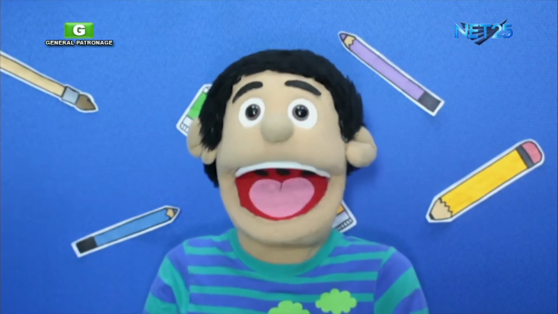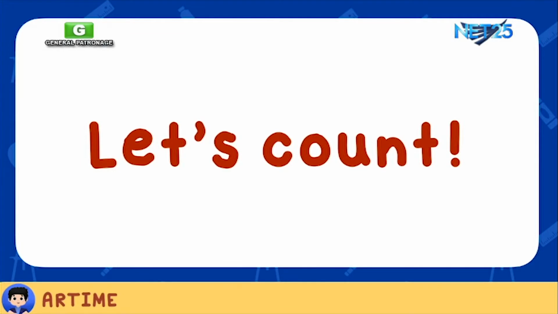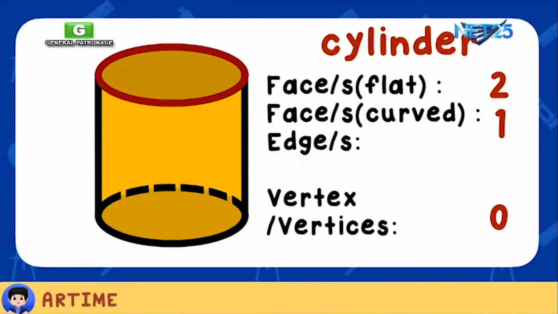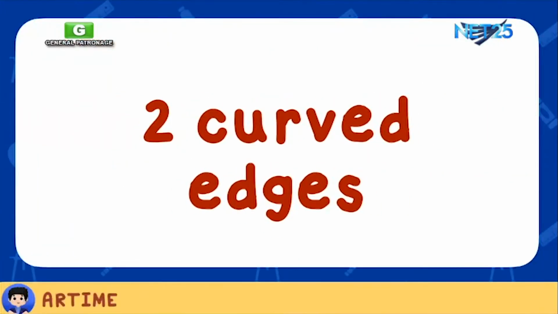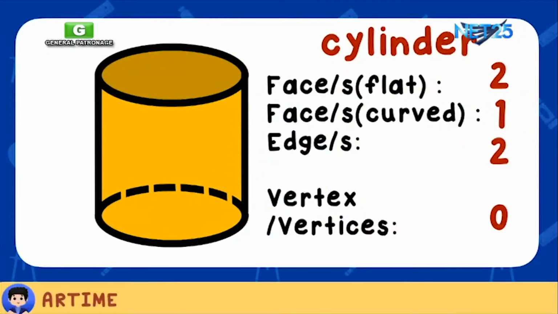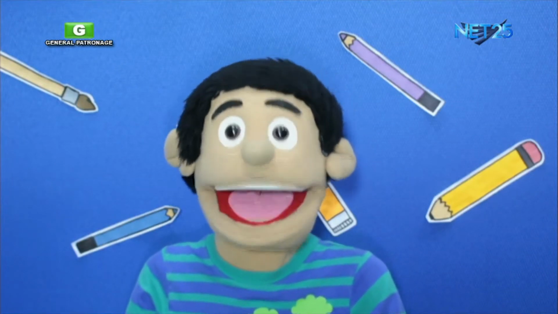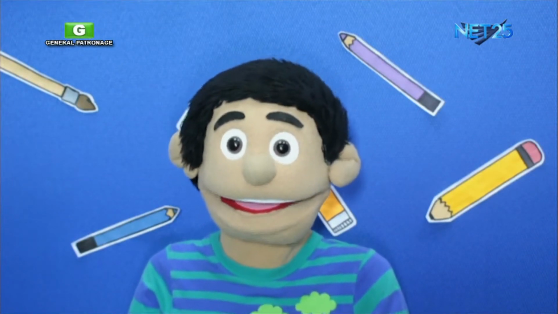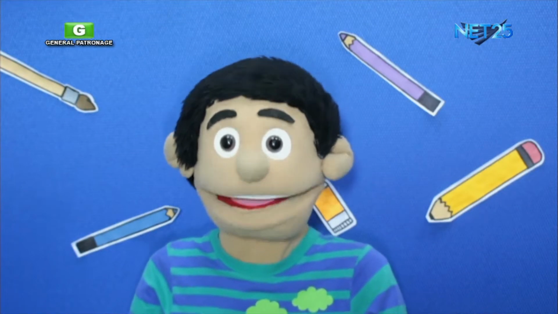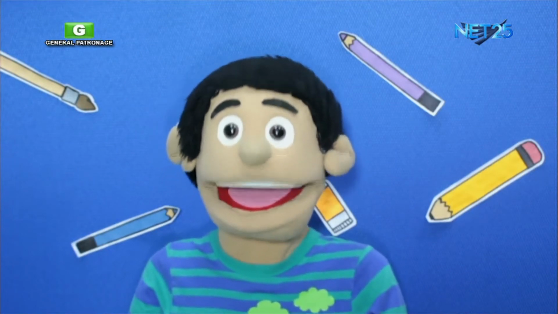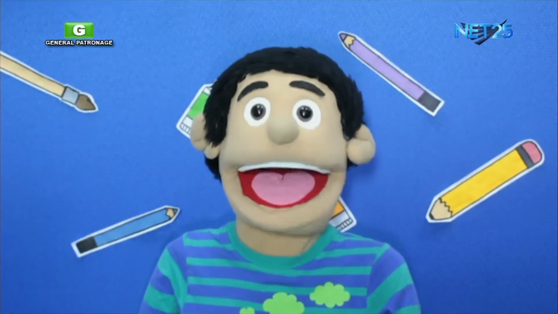Look closely. Let's count. 1, 2. It has 2 curved edges. Okay, a cylinder has 2 flat surfaces shaped as a circle. One curved surface, no vertex, but there are 2 curved edges.